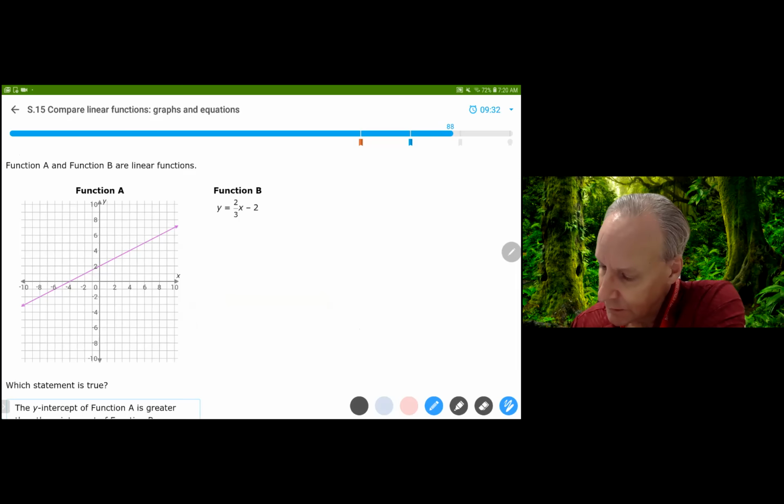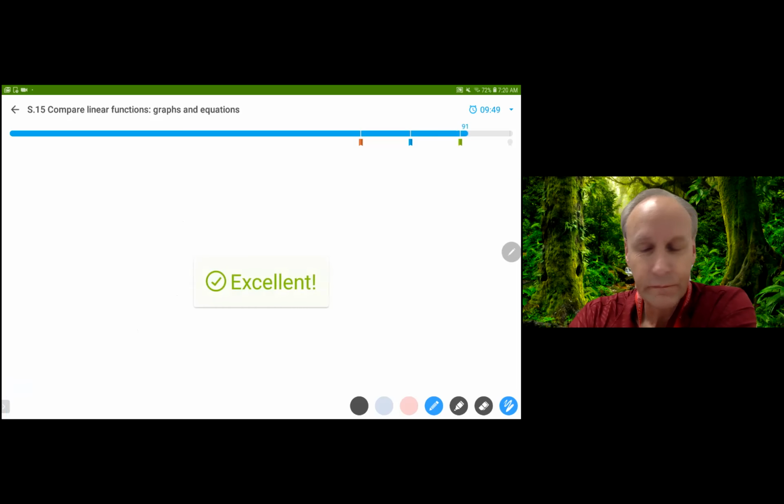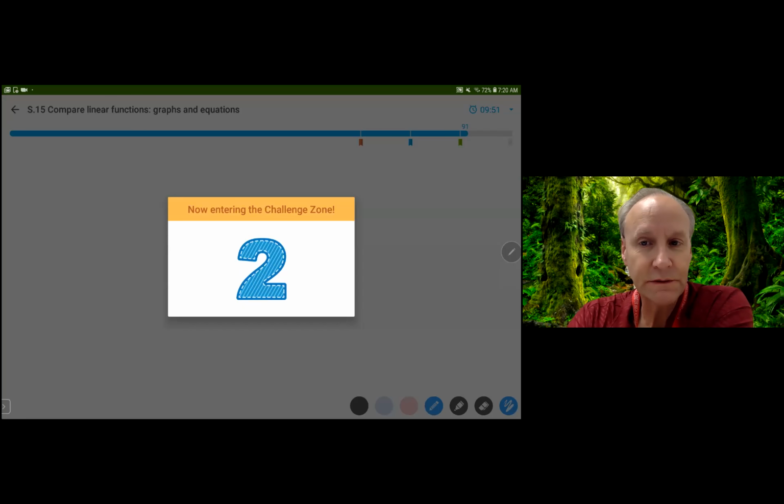Okay, this time we want to talk about the y-intercept again. So this is going to be 0, 2, and this one is going to be at 0, -2. And that's going to be down here. Obviously, the a is greater. And it looks like we're getting there.